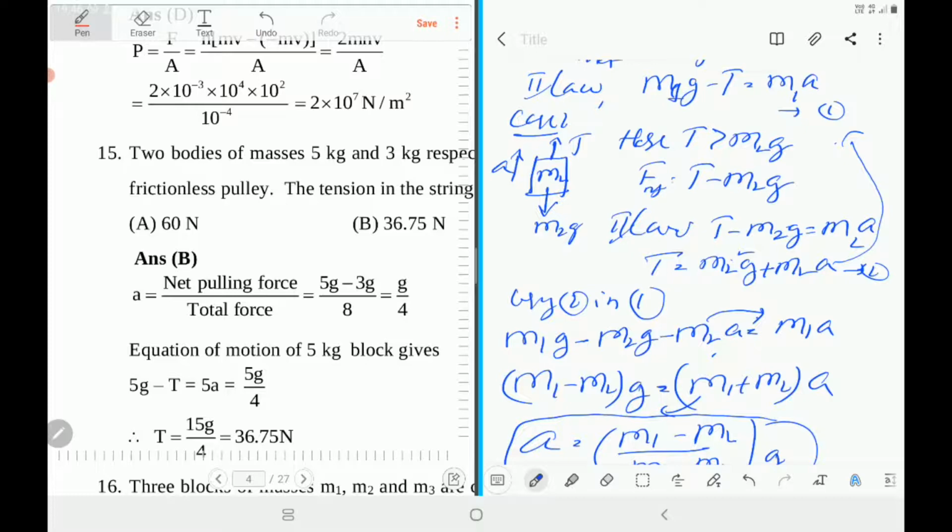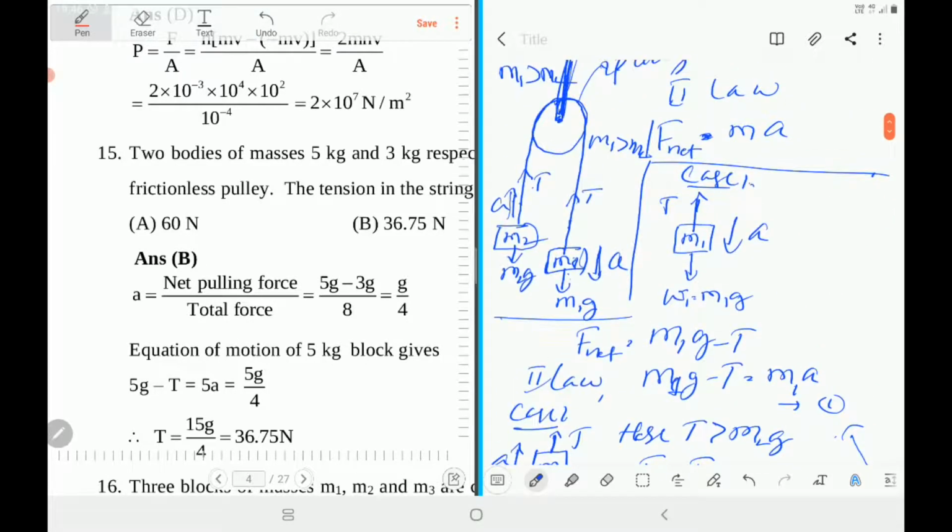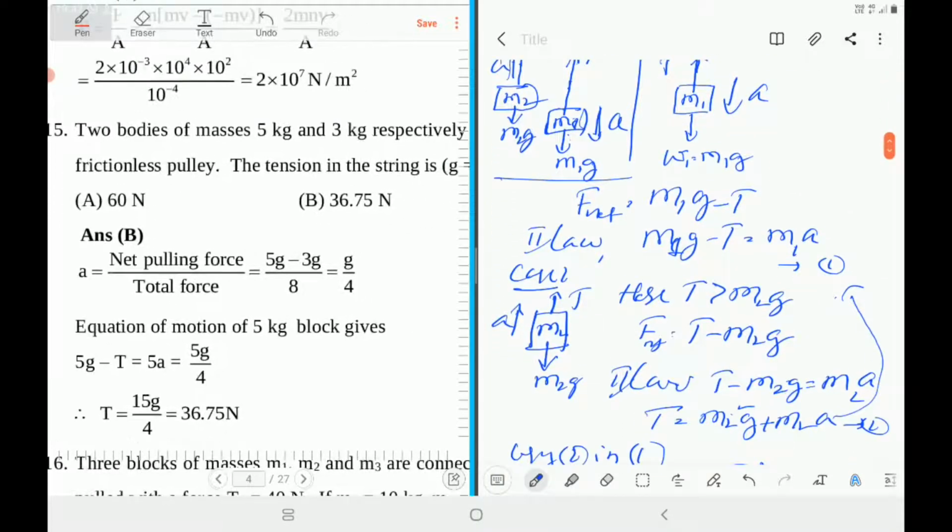You straight away use the expression for A, the expression for T. Otherwise, what you have to do? You have to repeat the same procedure for every problem. Let's see an example. See here, problem 15.